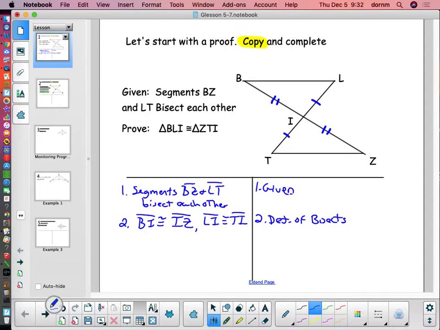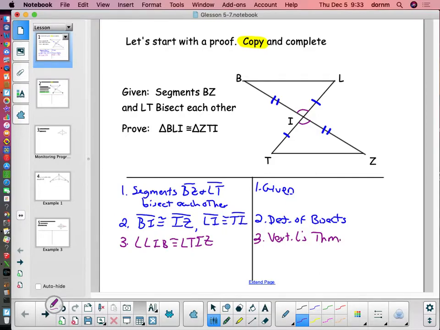What else do we have in this picture? Vertical angles. Okay, we have our vertical angles. So let's translate that into our proof. Angle LIB is congruent to angle TIZ. And what's that reason? Vertical angles theorem.